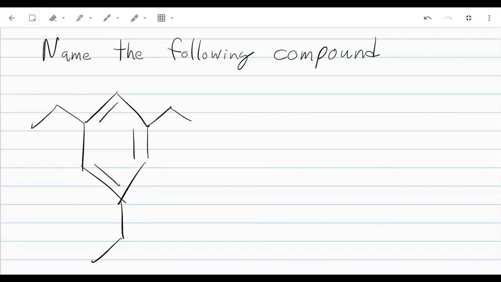Here we have a sample problem where we're asked to name a compound. When we take a look at this compound, we see right away that we have our alternating double bonds, so we have a benzene ring in the middle. Now, the important thing with this is that the benzene ring is in the middle. So that means that the benzene ring is going to be our parent here. Everything else is just a branch off of the benzene.